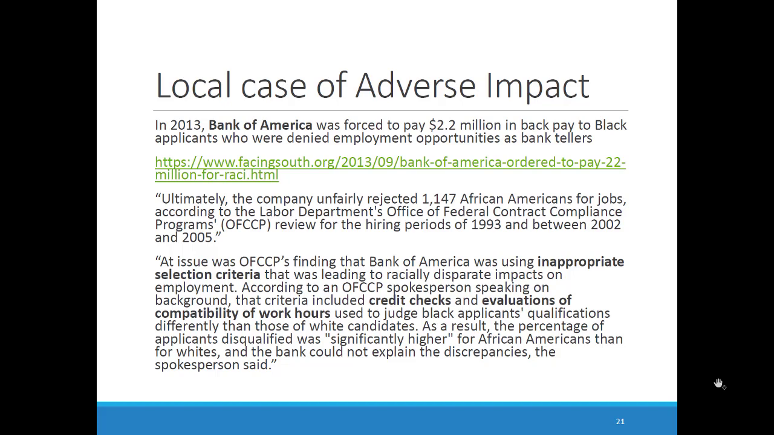So at issue was the finding that Bank of America was using inappropriate selection criteria. These selection criteria were unfair and discriminatory, and that led to racially disparate impacts on employment, so racially adverse impacts. These criteria included credit checks and evaluations of compatibility of work hours used to judge Black applicants' qualifications differently.